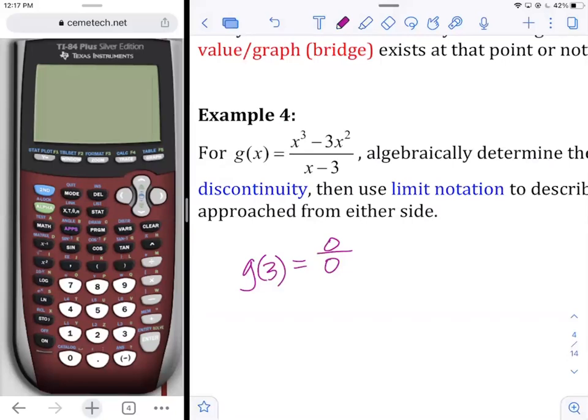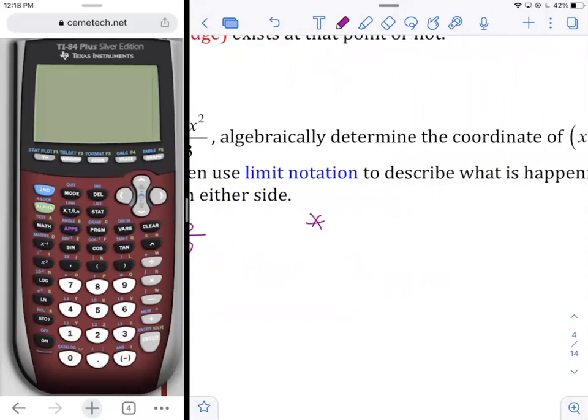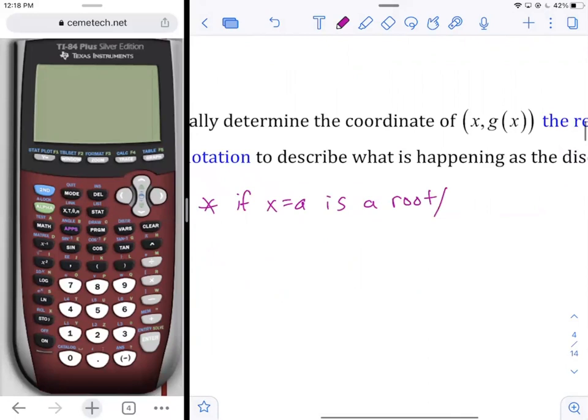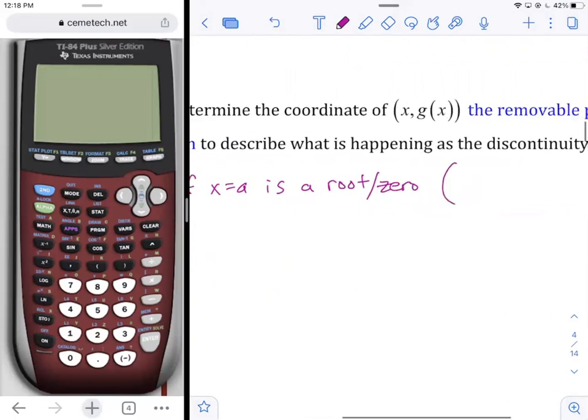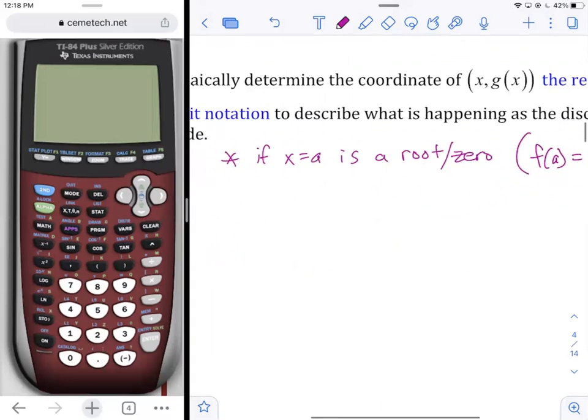It's a polynomial over a polynomial. So if we go way back to like algebra 2, I think there was something called the root theorem or the factor theorem, which basically says, in a polynomial, very important: if x equals a is a root, and root is the same thing as a 0, in other words, f of a equals 0, that's what it means, then x minus a is a factor.